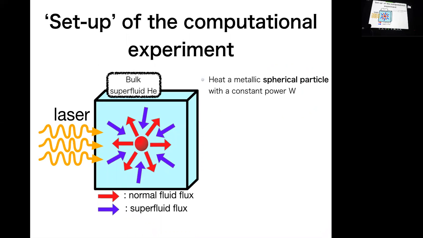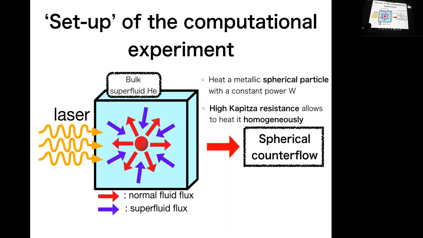Let me briefly explain the setup of the computational experiment, which is very simple. There is a bath of superfluid helium-4, and there is a spherical metallic particle in the middle. This particle is heated by a laser with a constant power. And we assume that there is a very high Kapitza resistance at the interface between the particle and the helium. Then that allows us to heat it homogeneously, which basically means we can create a spherical counterflow around it.